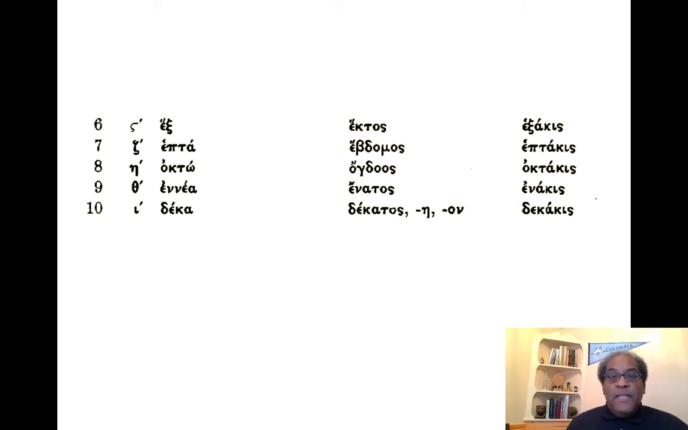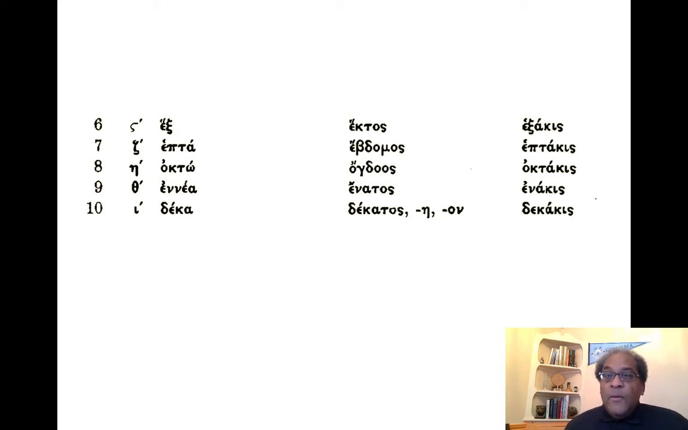Now 6, 7, 8, 9, 10. Hex, repeat after me. Hex. 7, hepta. 8, octo. 9, ennea. And 10, deka, like we talk of a decade. And then for the adjectives, 6th, 7th, 8th, 9th, and 10th: hektos, hebdomos, ogdoos, enatos, dekatos.